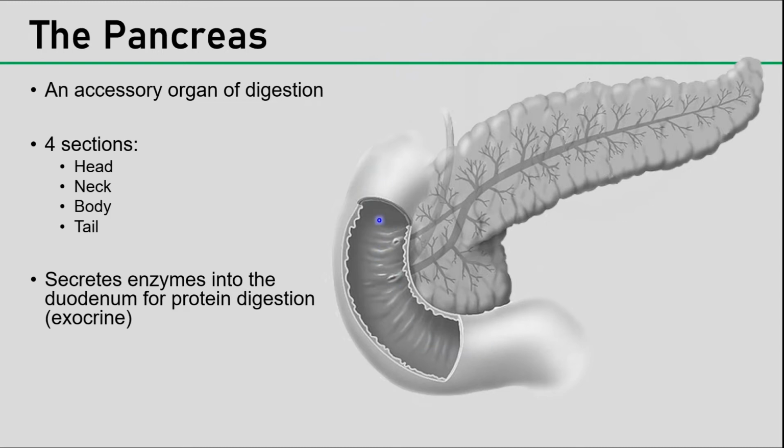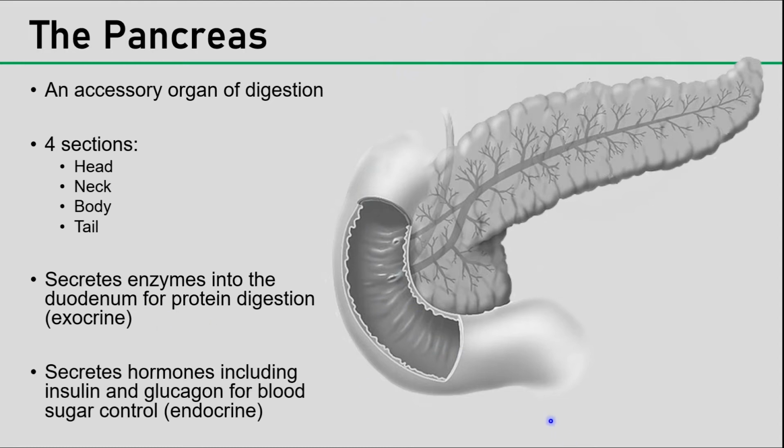So it's an exocrine gland which secretes enzymes for digestion, but also it is an endocrine gland. So it's involved in the control of insulin and glucagon. So this is controlling our blood sugar levels through cells within the pancreas.